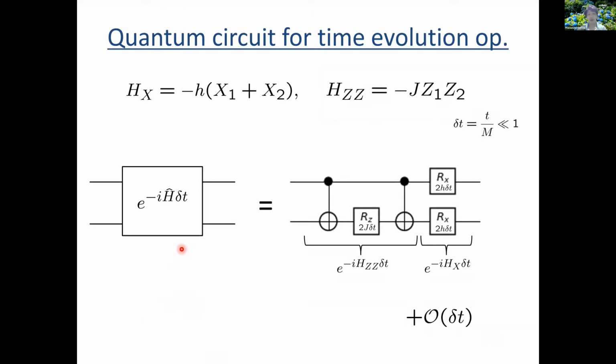This is a quantum circuit for the time evolution operator for one time step. First, we have exponential minus iHzz by the combination of the controlled X and Rz. Second, we have the contribution from the transverse magnetic field. But this is correct up to this order because of the Suzuki-Trotter approximation.